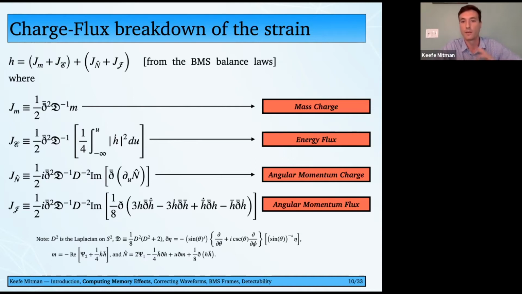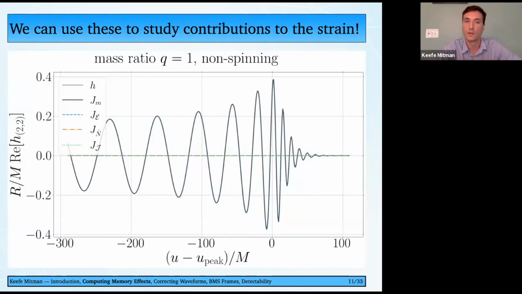Okay, but to give an example of where these terms provide their usefulness, here I just have the 2-2 mode of a strain waveform for an equal mass non-spinning system. The strain is in gray and it's kind of hidden behind this black curve, which corresponds to the bondi mass aspect. And all the other terms are just 0. And this shouldn't be too surprising because this bondi mass charge is really the mass moment, and the 2-2 mode being the dominant mode of the strain waveform, we would expect it to be sourced by the mass moment. And so that's exactly what's happening here.